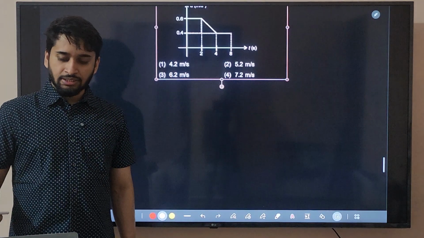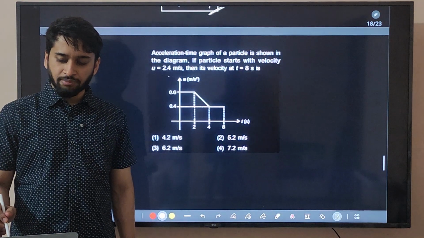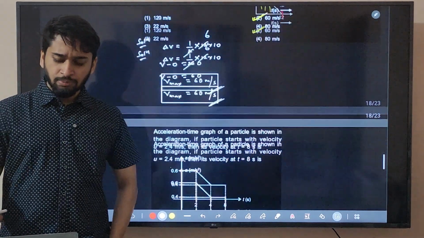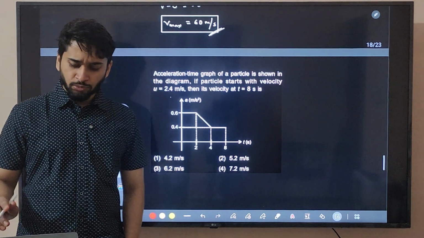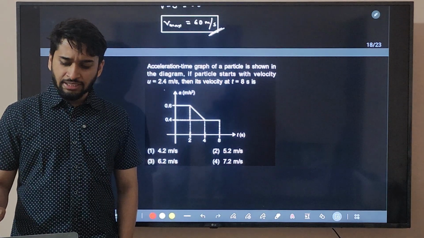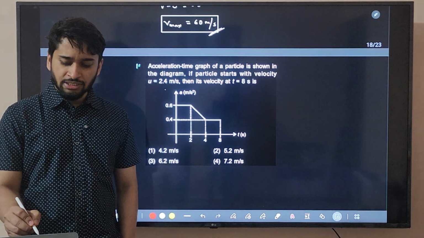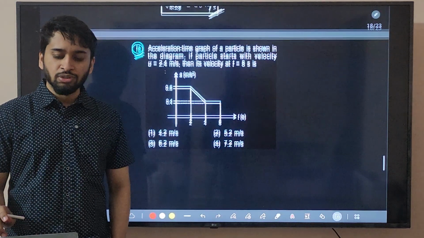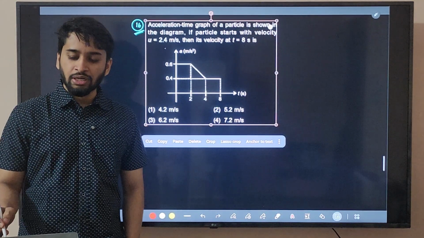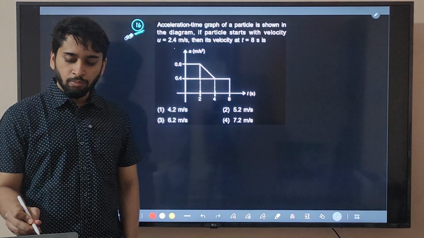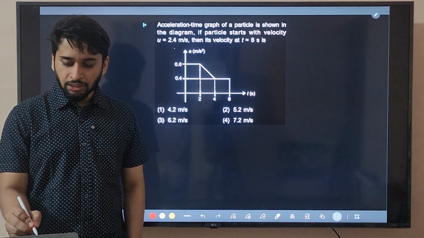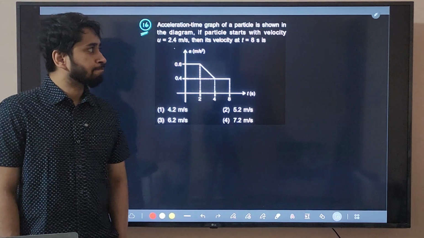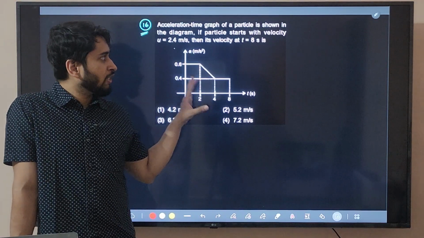Next is this. Another question based on acceleration time graph. You can see, based on acceleration time graph, similar type of questions come most of the time, where they have given the acceleration time graph and you need velocity at any instant. So from acceleration time graph, mostly the question will be based on the area part only. That is something you need to keep in mind. Okay, great. So here also same thing.